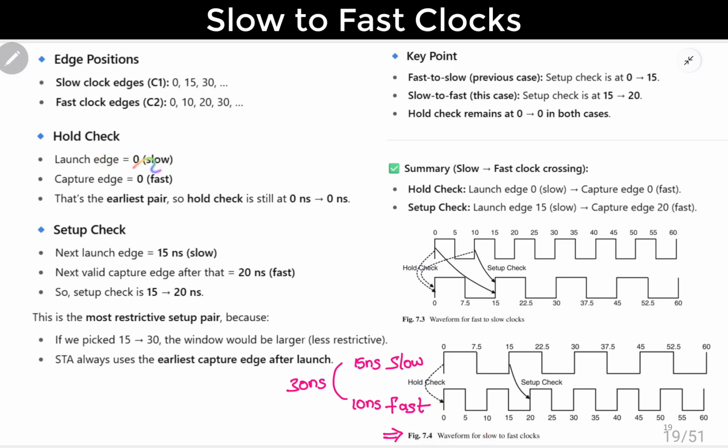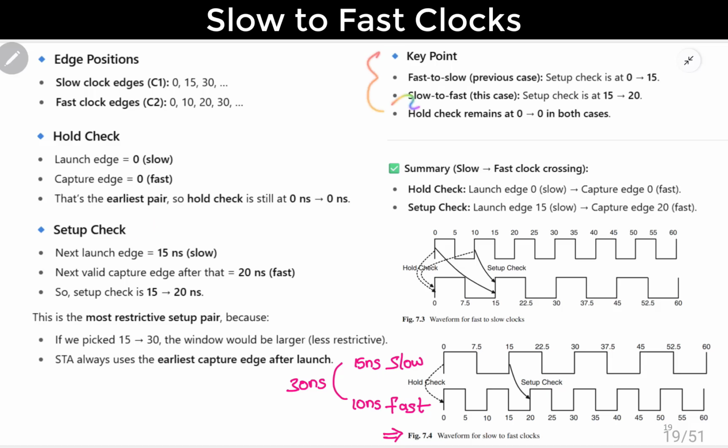Next, coming to the hold check, it will be done at 0 and 0. Whereas for capture, you can check at either 0 to 10 or 15 to 20. If you see, at 0 to 10 the time difference is 10 and at 15 to 20 the time difference is 5. So this is the worst one. So go with 15 and 20 for setup check. That's what I've indicated here for setup check.